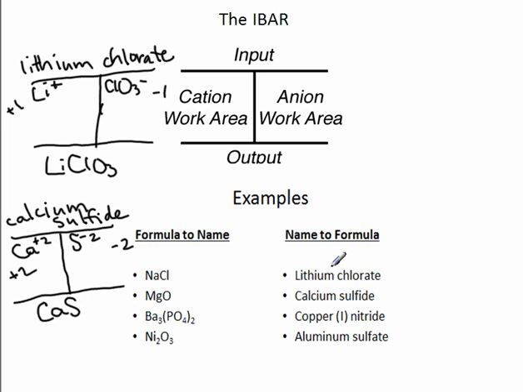We can get a little trickier here, though. I have copper(I) nitride. This Roman numeral tells me that copper is a transition metal. It also tells me that the charge on this copper is a +1. So I'm going to draw my I-bar up here. My input, my thing that's given to me in the problem, is copper(I) nitride.